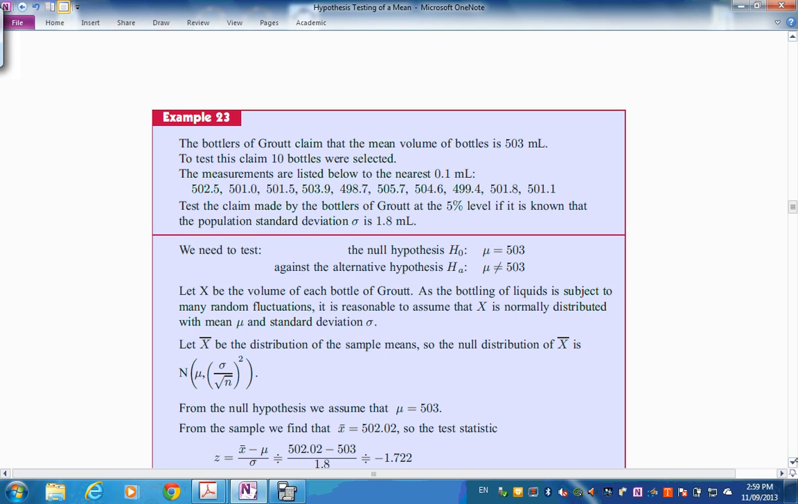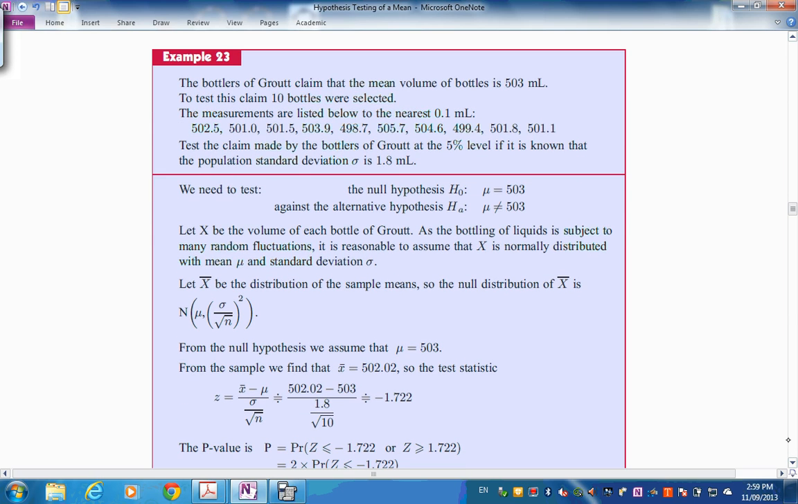Some variations here, some interesting variations. Remember what we're trying to do. We're trying to check out what is really happening here with these claims that people make. Here's another claim. The mean volume of a bottle is 503 ml. Testers claimed, 10 bottles were selected. Measurements were those. It is known that the population standard deviation is 1.8. So we're doing it at the 5% level.